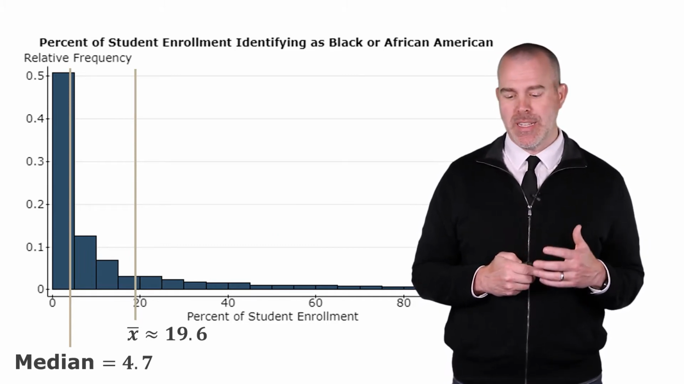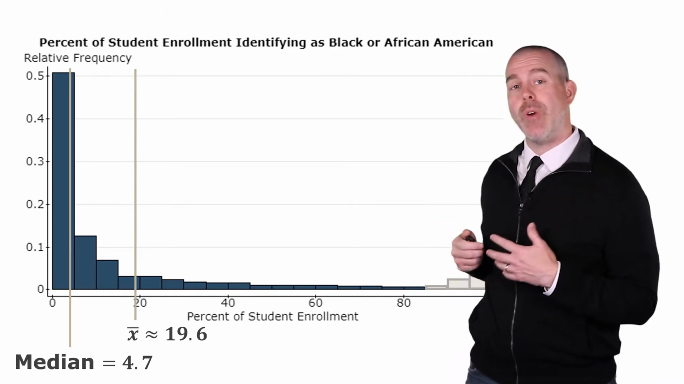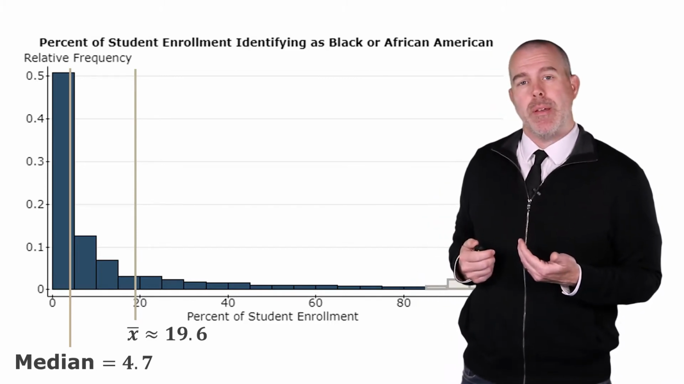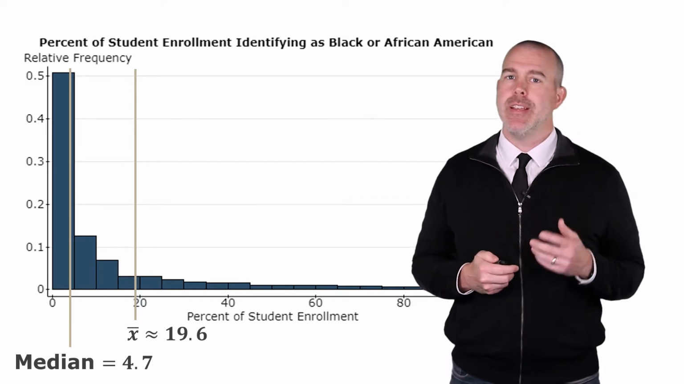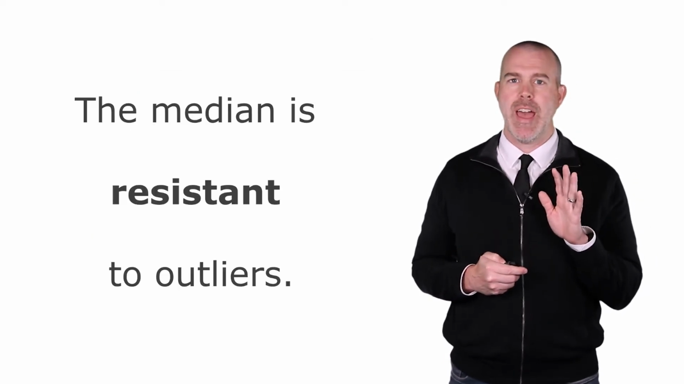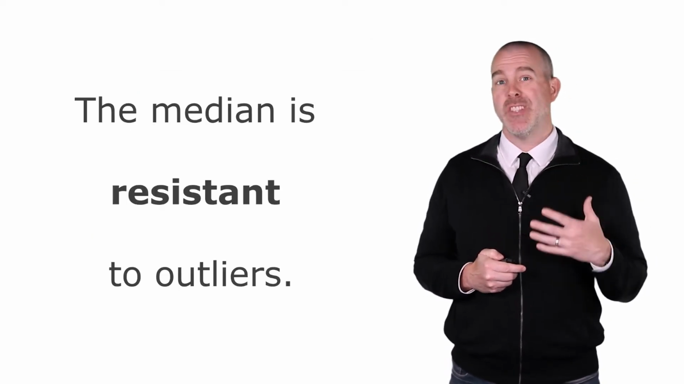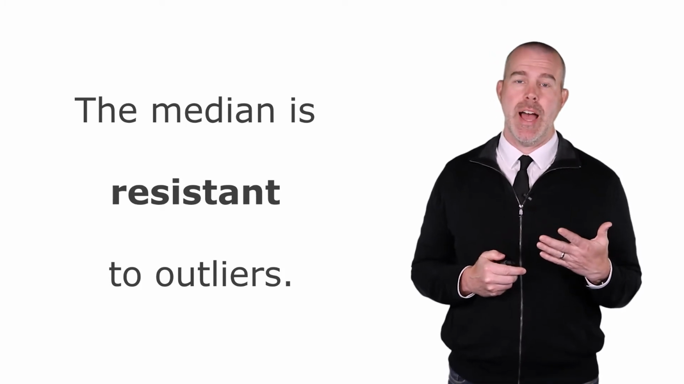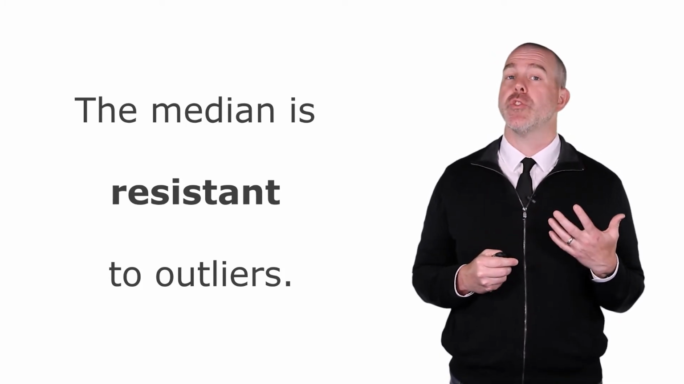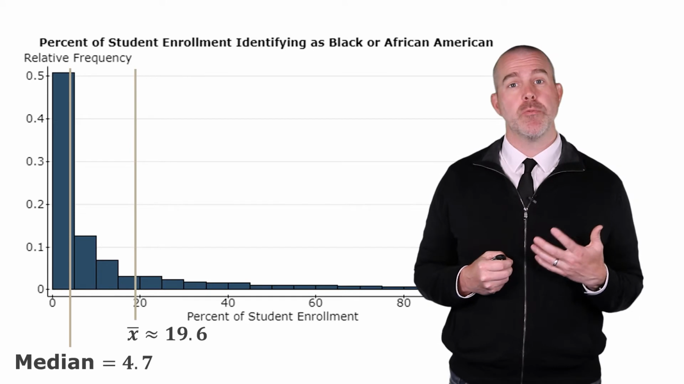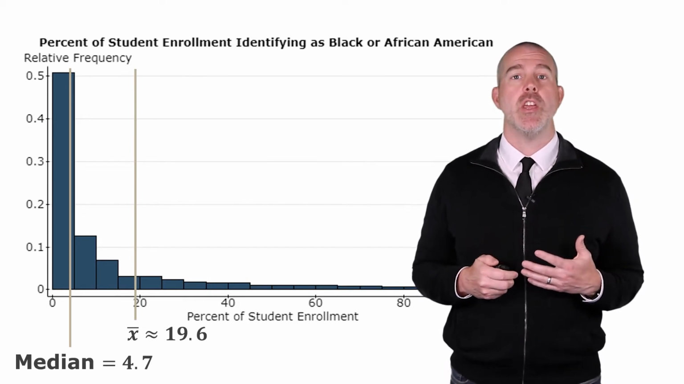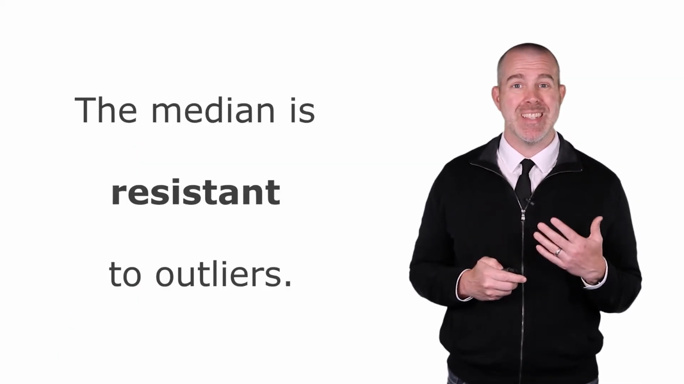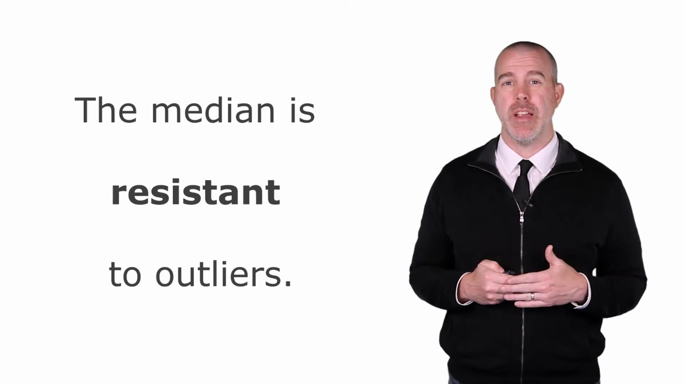And that's because these values way over here on the right pulled the mean up and made the mean higher. This is a really important fact that the median is resistant to those outliers. So if you have data that are skewed, like this variable is pretty skewed, then you want to use the median because, again, it's resistant to outliers.